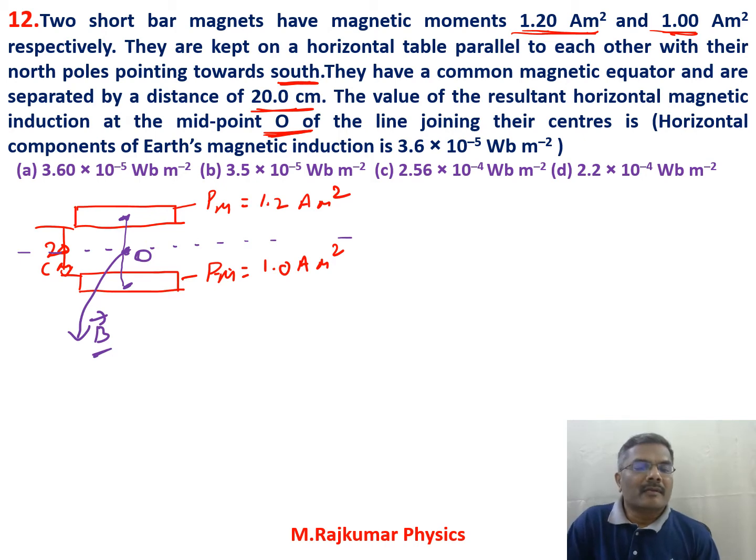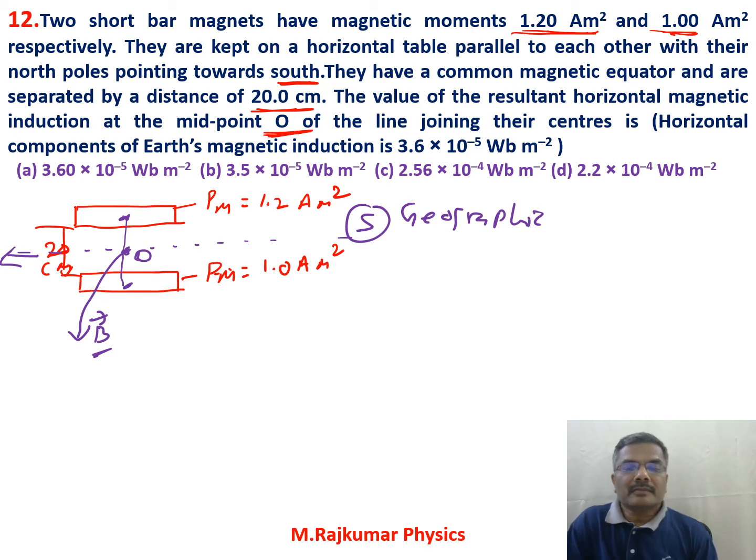So that's the question. We have to find the magnetic induction because of these two magnets, and also the horizontal component is acting in this direction, because these two magnets are facing south. This is the geographic south, or the earth's magnetic south pole. These two north poles of the magnets are facing the south pole of the earth. And the horizontal component of the earth will be towards the south.